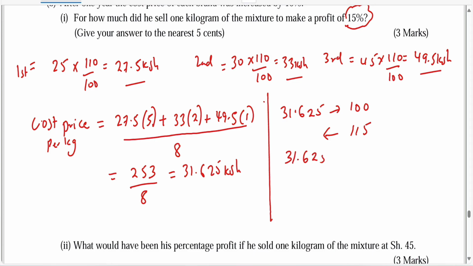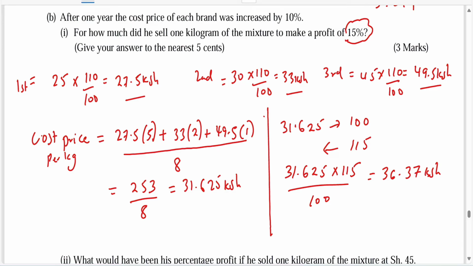So you're taking 31.625, utachukua hiyo 31.625 utamultiply kwa 115 divide by 100, na answer yako itakuwa ngapi? Angalia vizuri. So chukua calculator yako, multiply 115 to 31.625, okay, and then divide by 100 na itakupa 36.37 shillings. Sawa, but umeambiwa to the nearest 5 cents.